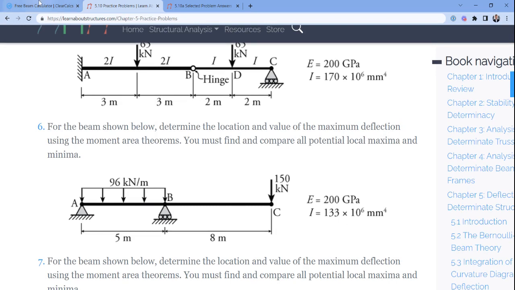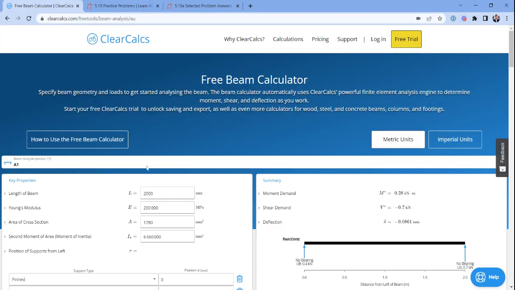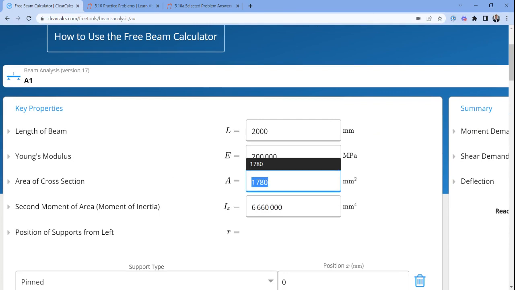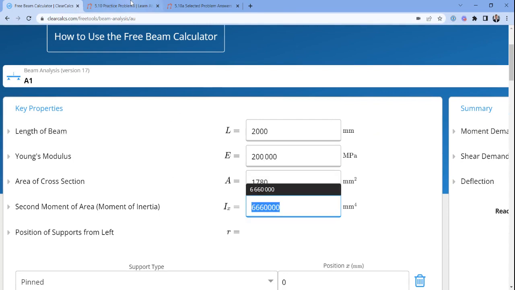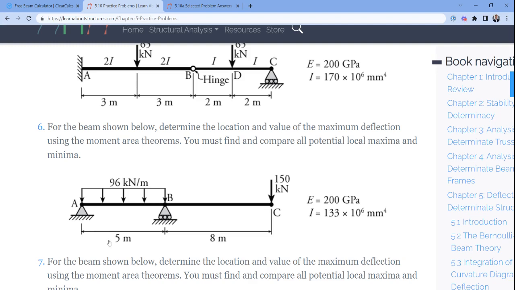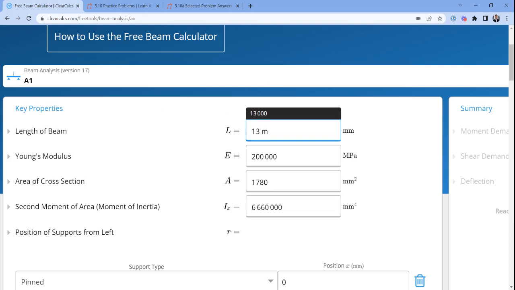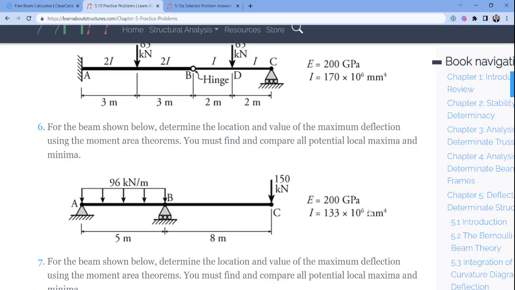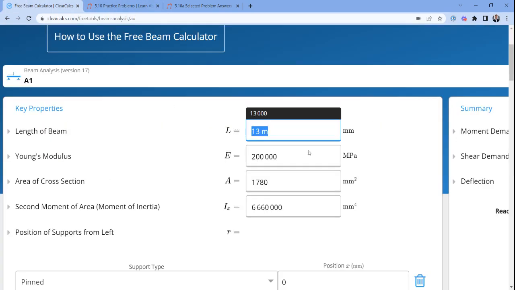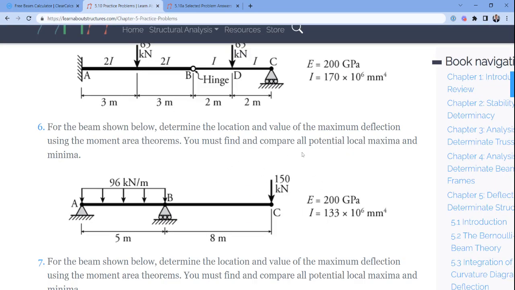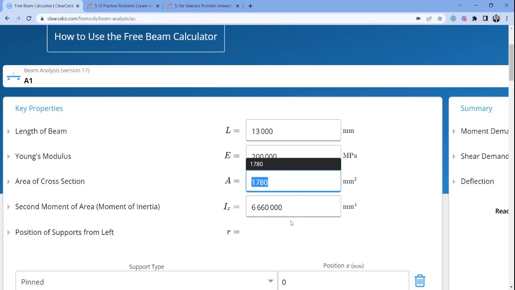If I go now into ClearCalcs, first things first is going to be the length of my beam, followed by my Young's modulus, cross-sectional area, and second moment of area. Going back here, 5 meters plus 8 meters, 13 meters of length. I'll just type 13 meters. My Young's modulus is 200 GPa, so 200,000 MPa. The cross-sectional area isn't specified anywhere, but because we're only looking at gravity loads on a beam, we don't need to worry too much about it. So we're just going to leave that as is.